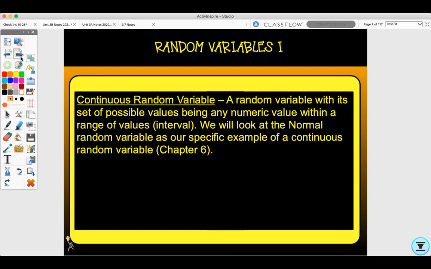Continuous random variable. A random variable with its set of possible values being any numerical value within a range of values, so within an interval. We will look at the normal random variable as our specific example of continuous random variable in chapter 6, the next chapter that we're going to do. But let's look at an example.